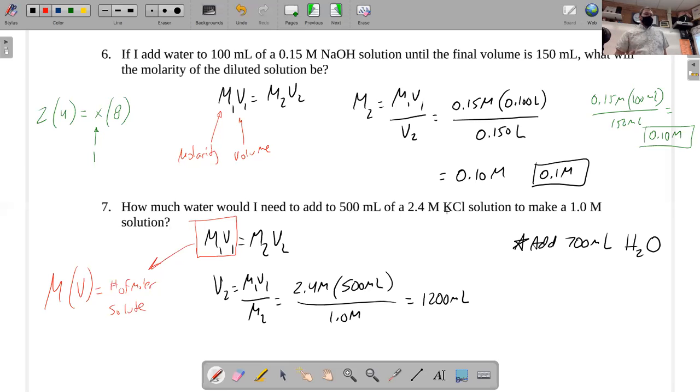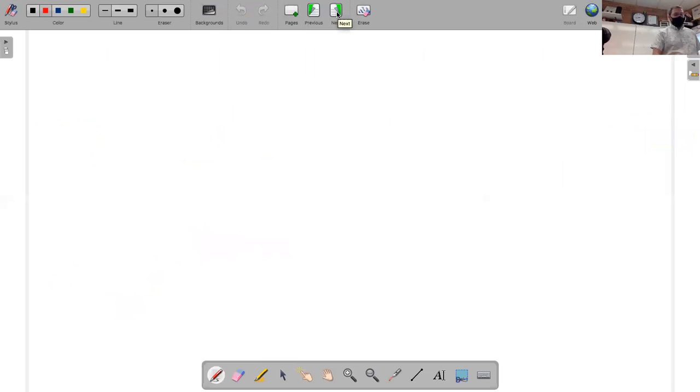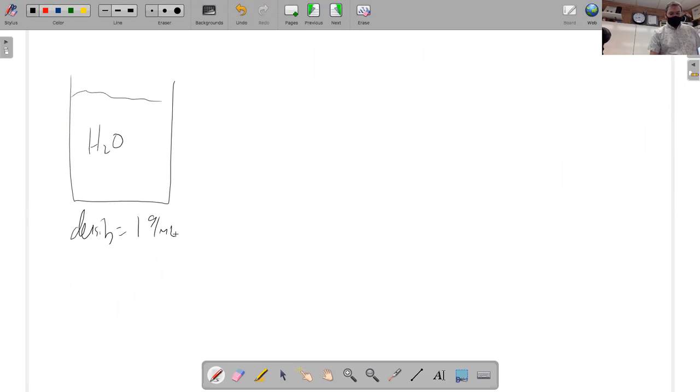The density of Kool-Aid is not exactly the density of pure water. Once you add solute to a solution, the density rises. One way to know how much solute is in the water is to measure its density. So here, if you have pure water, the density is 1 gram per milliliter.